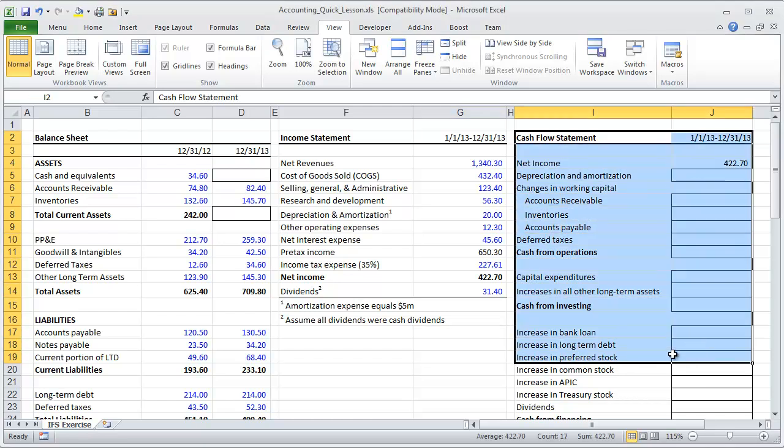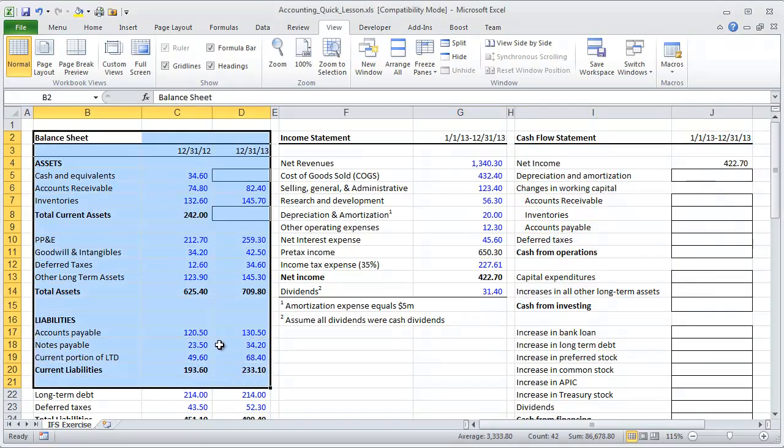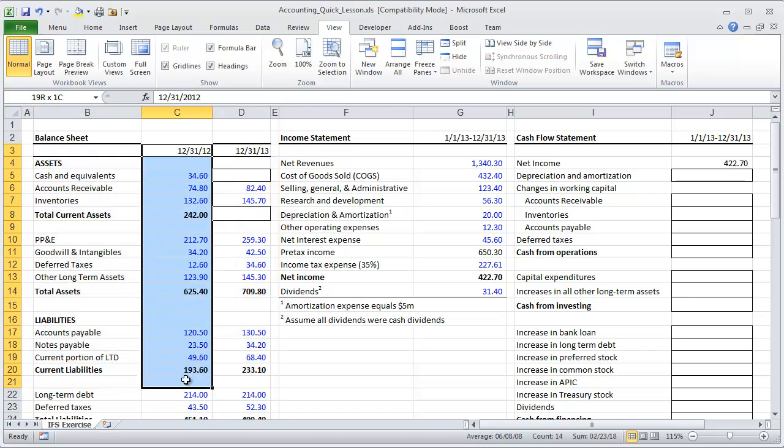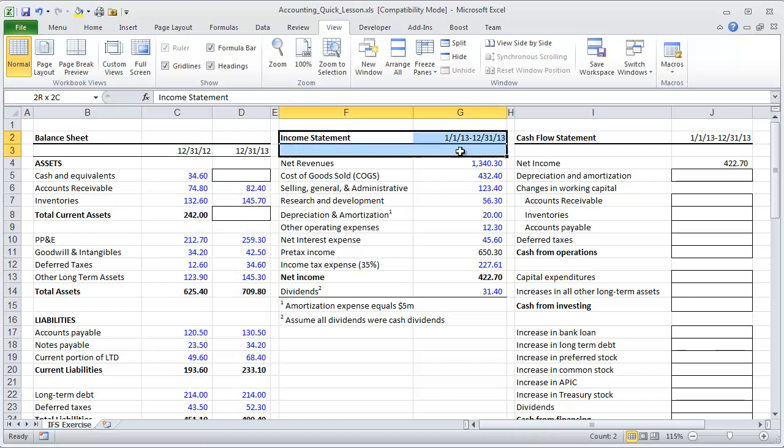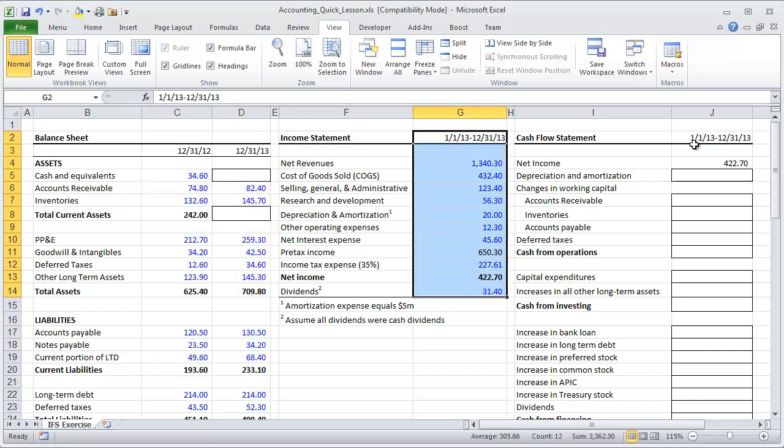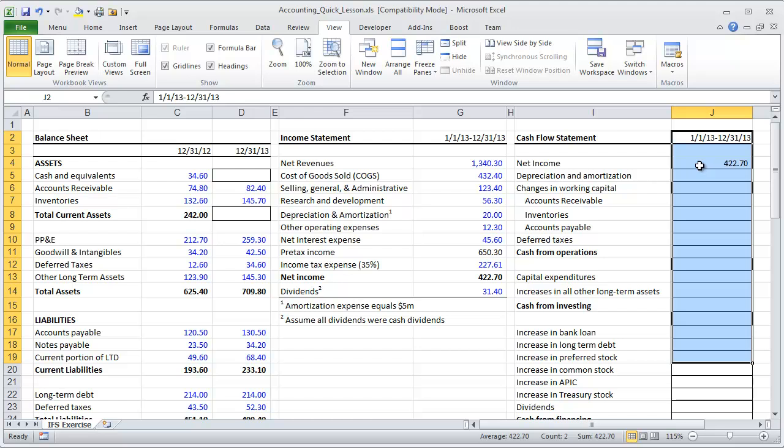And the challenge is going to be, given the balance sheet, and you have two periods, in order to build a cash flow statement, you need to have two periods worth of the balance sheet, the current period's income statement, as well as an empty cash flow statement for that same current period. And the challenge is to, using only the information provided, arrive at a cash flow statement.